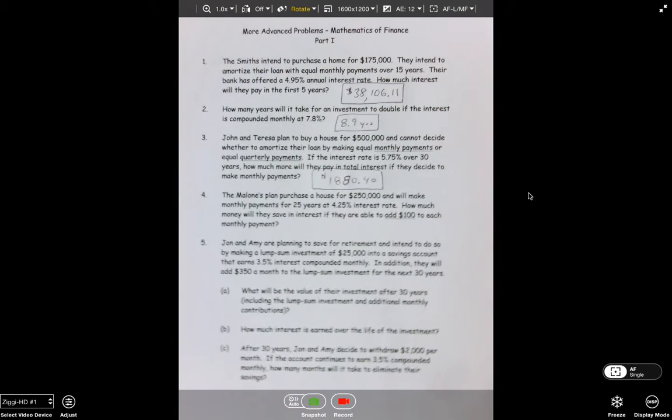$1,880.40. All right, gang. The Malones plan to purchase a house for $250,000, make monthly payments for 25 years, at 4.25%. How much money will they save in interest if they are able to add $100 to each payment? This is more sophisticated, and this is something we all run into.